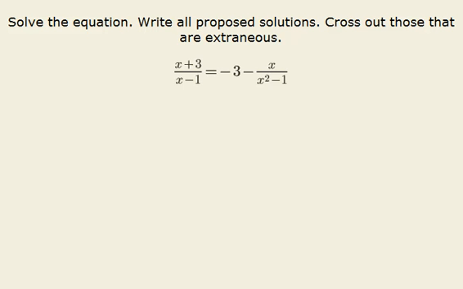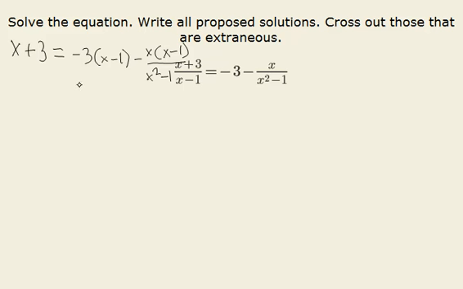To start, we're given the equation (x + 3)/(x - 1) = (-3 - x)/(x² - 1). To start off, we can cross multiply to get the x + 3 by itself. So this gives us x + 3 is equal to (-3(x - 1) - x(x - 1)) all over x² - 1.